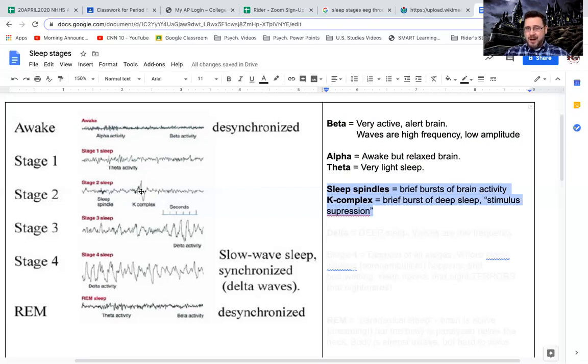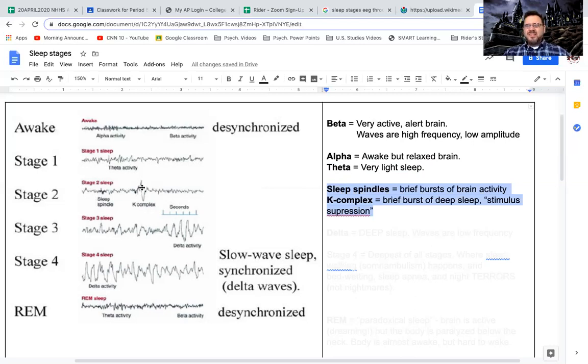This is called a K complex. And it's the very first sign of a little bit of deep sleep. When you see these giant waves like this, the high amplitude, low frequency waves, those are the very first signs of deep sleep. Call them K complexes in stage 2. This is not a deep sleep yet. And by the way, we've only been asleep for a few minutes, maybe 5 or 10 minutes before we get to stage 2. And already our brain is giving us a little bit of deep sleep, stage 2. But it's just a little burst of deep sleep.